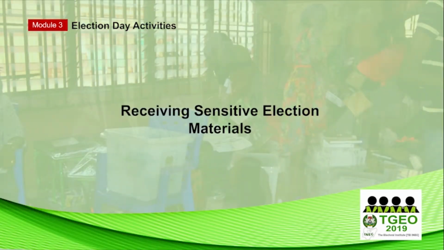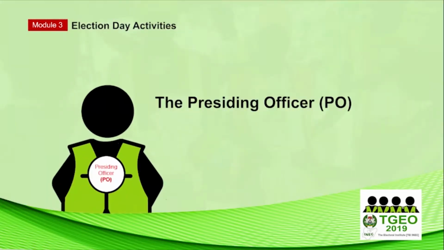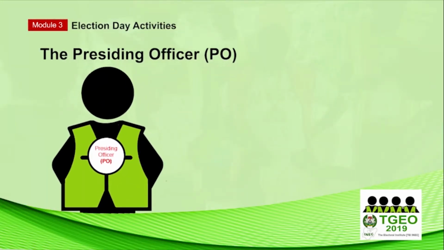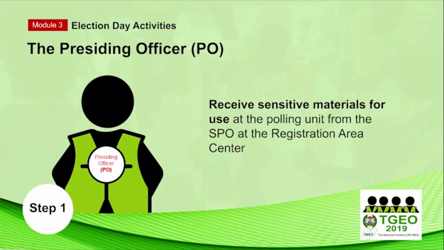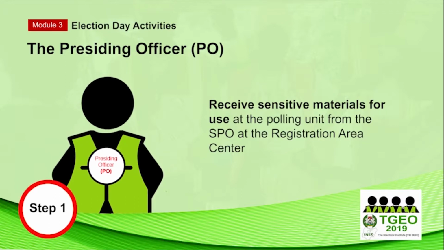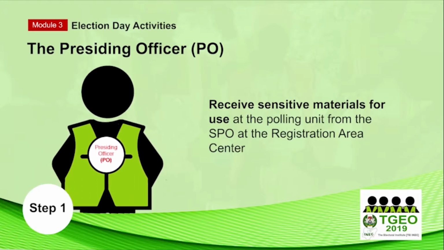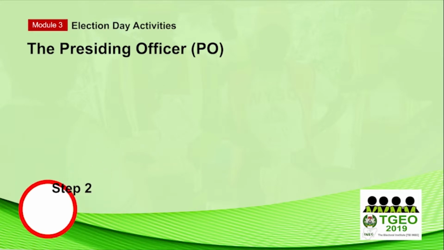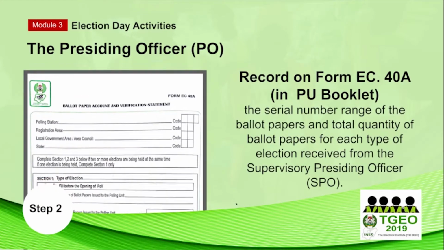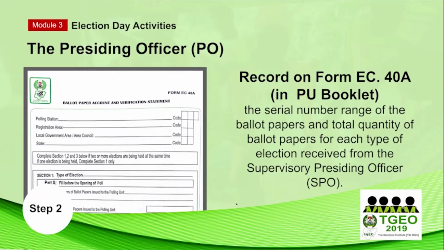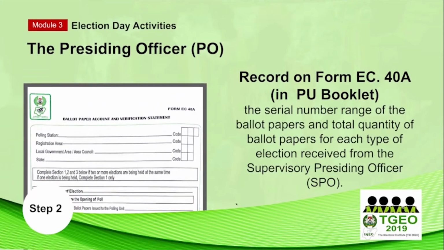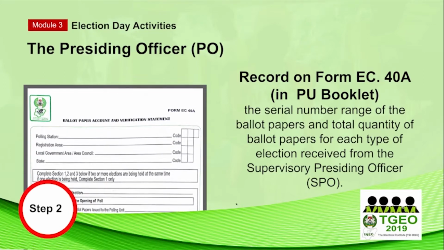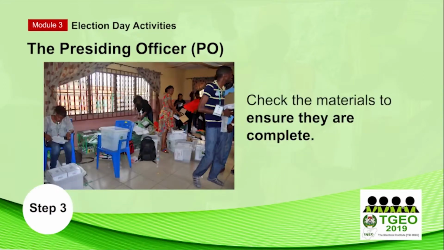Receiving sensitive election materials. The Presiding Officer (PO) shall: Step 1. Receive sensitive materials for use at the polling unit from the SPO at the Registration Area Center. Step 2. Record on Form EC40A the serial number range of the ballot papers and the total quantity of ballot papers for each type of election received from the SPO. Step 3. Check the materials to ensure they are complete.